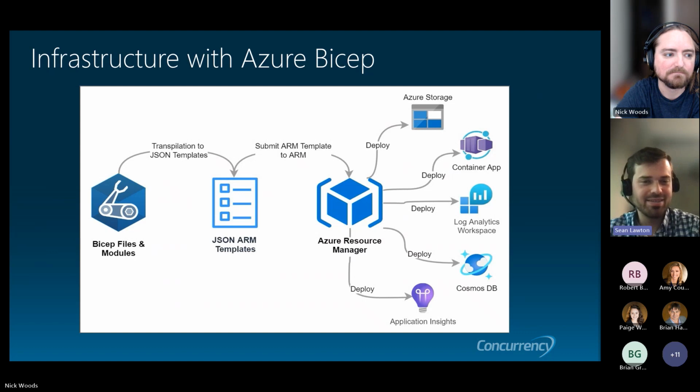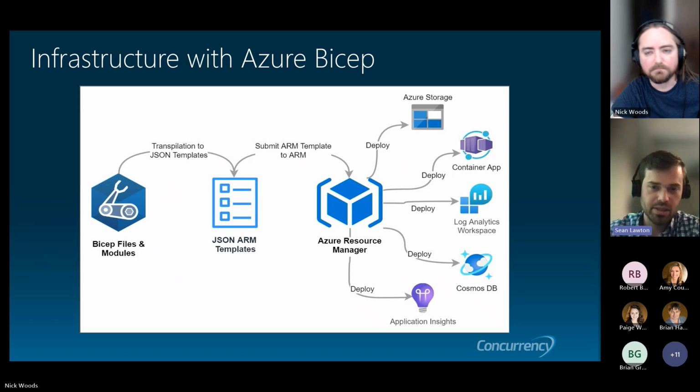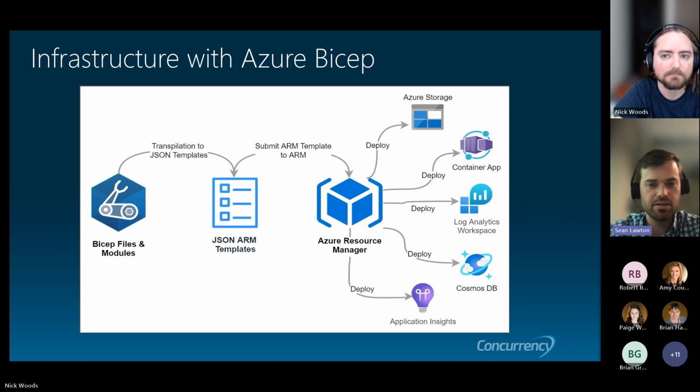So the next thing we're going to talk about here is infrastructure, specifically with Azure Bicep. Some of you may be familiar with Terraform, which is more platform agnostic, but we're going to be talking specifically about Azure Bicep here, which is an abstraction layer on top of JSON ARM templates. It makes defining and deploying resources to Azure much more modular and much easier to manage, and it doesn't require the same verbosity that JSON ARM templates require.